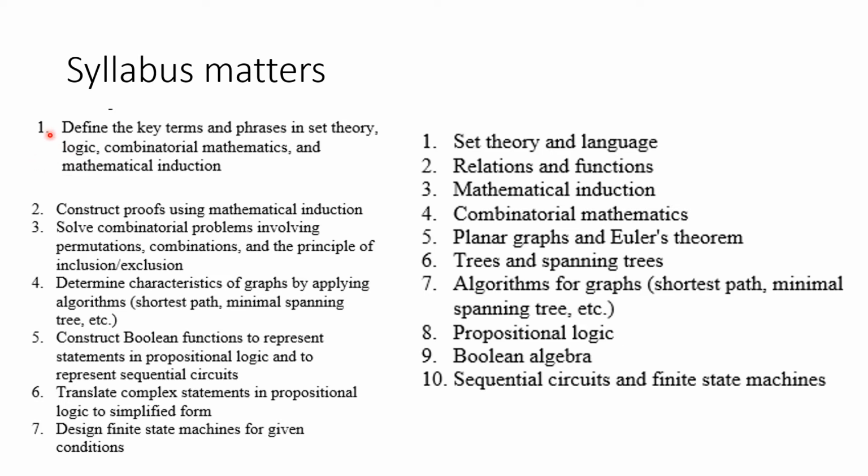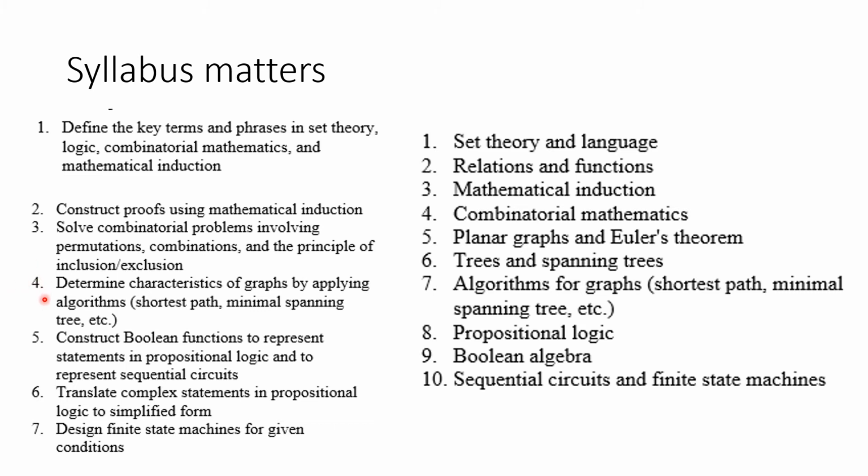Okay, so we were to define the key terms and phrases in set theory, logic, combinatorial mathematics, and math induction. That is finished and certainly in scope for the midterm. You're supposed to construct proofs using math induction, and actually there were other kinds of proofs that we did too, and so that's also in scope. You're supposed to be able to solve combinatorial problems. That means counting problems involving permutations, combinations, the principle of inclusion and exclusion, and you should include the pigeonhole principle here as well.